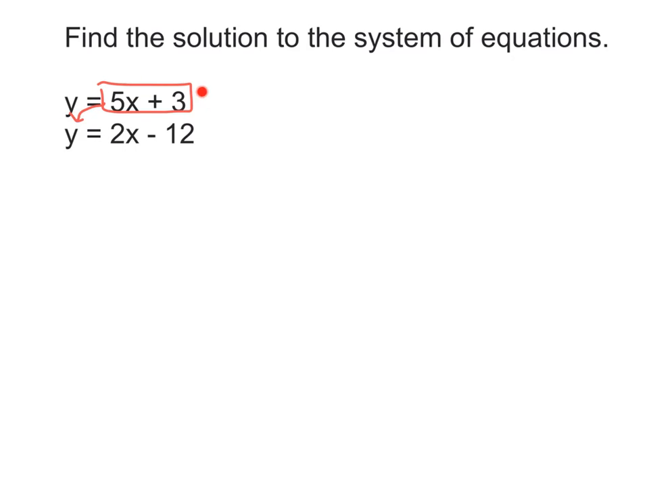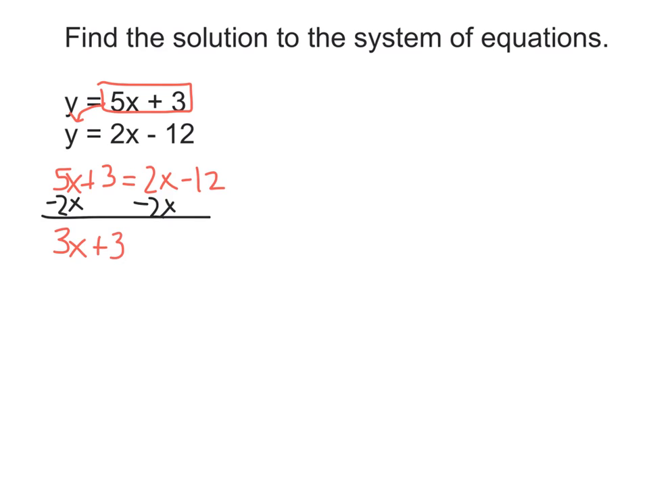So that's what we're going to do. We're going to substitute 5x plus 3 in for the y here in the other equation. When we do that, we get 5x plus 3 equals 2x minus 12. Notice the 2x minus 12 is still right here, and the equal sign is still here, but the y has been replaced with 5x plus 3, because that's what we substituted in for y. And now we have an equation that we already know how to solve. We'll go ahead and subtract 2x from both sides of the equation. And we get 5x minus 2x, which is 3x, plus 3 equals negative 12.